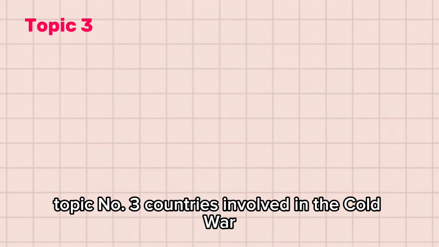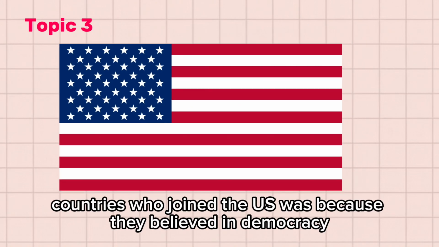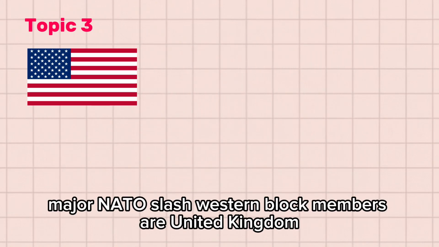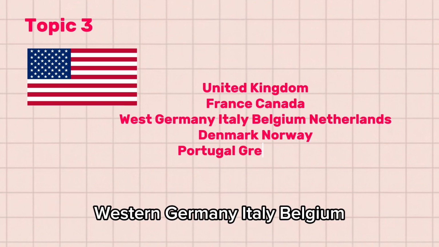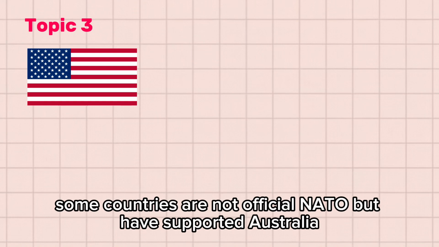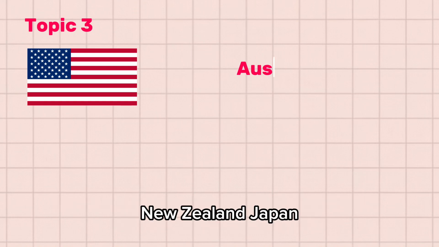Topic number 3. Countries involved in the Cold War. First, the U.S. side. Countries who joined the U.S. was because they believed in democracy and want protection from communism. Major NATO/Western Bloc members are United Kingdom, France, Canada, Western Germany, Italy, Belgium, Netherlands, Denmark, Norway, Portugal, Greece, Turkey, Luxembourg, Spain, who joined later in 1982, Iceland. Some countries who are not official NATO but have supported are Australia, New Zealand, Japan, South Korea, and Israel.